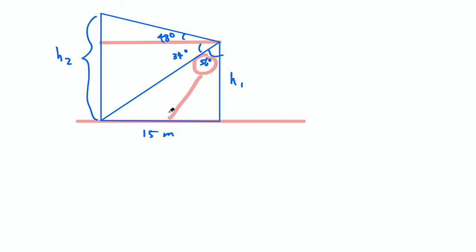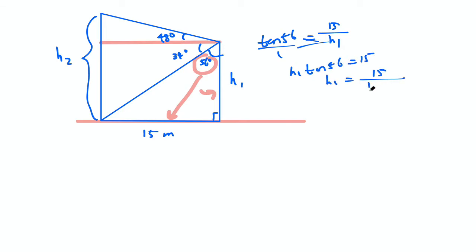From this angle, this is the opposite, and this is the adjacent. So tangent of 56 of this right angle triangle is going to be the opposite over the adjacent. This time I need to cross multiply, so I get h1 times tan 56 is equal to 15. If I divide both sides by tan of 56, you'll get approximately 10.1 meters tall.